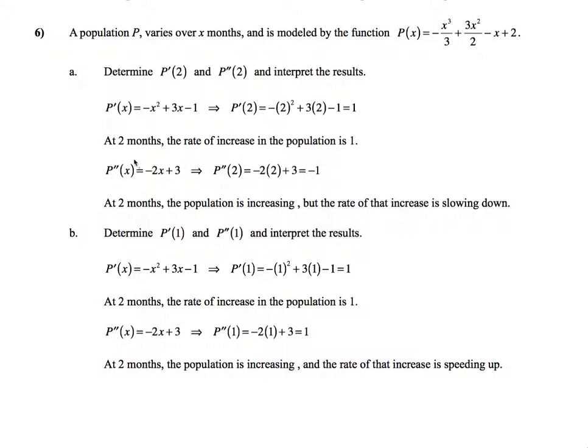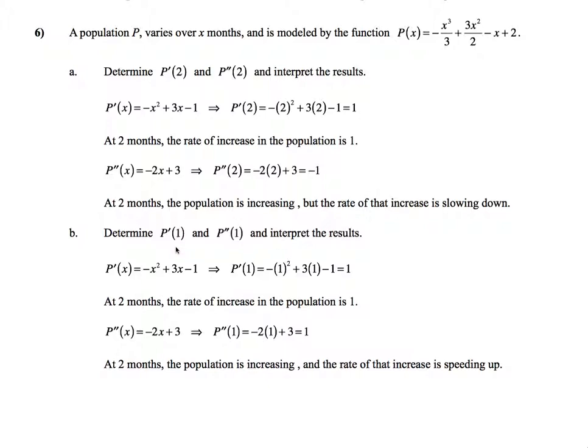So at 2 months, this population is increasing, but the rate of that increase is slowing down. It's slowing down because this second derivative is negative. So remember, the second derivative gives us the rate at which the rate of change is changing. So there's your result there.